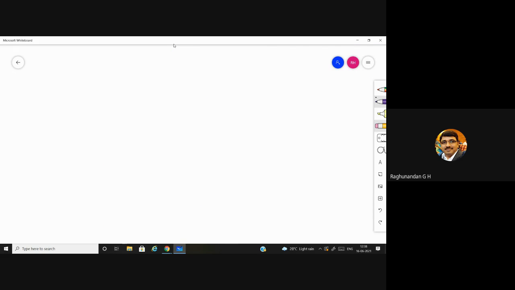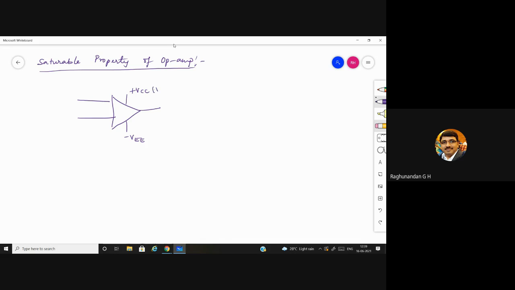And after this, saturable property. I think I've already told this several times. Saturable property of op-amp. See, saturable property of op-amp tells that whenever you consider an op-amp, you have plus VCC and minus VEE. So this is taken as V plus saturation. This is minus saturation, that is negative saturation.